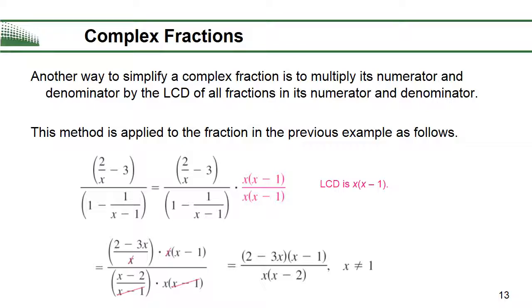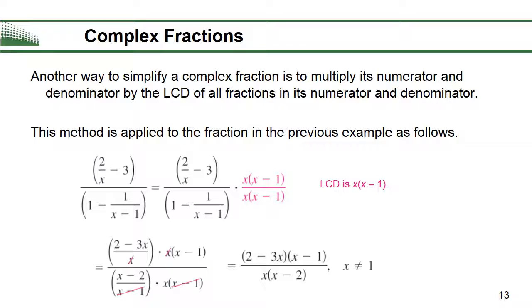So another way, and this is the second method I mentioned, you may remember from last year, another way to simplify a complex fraction is to multiply the numerator and the denominator by the least common denominator of all the fractions in the numerator and denominator. This is the exact same problem we just did in the example.